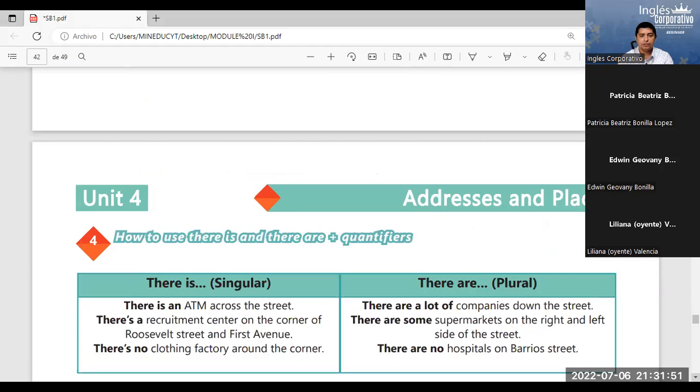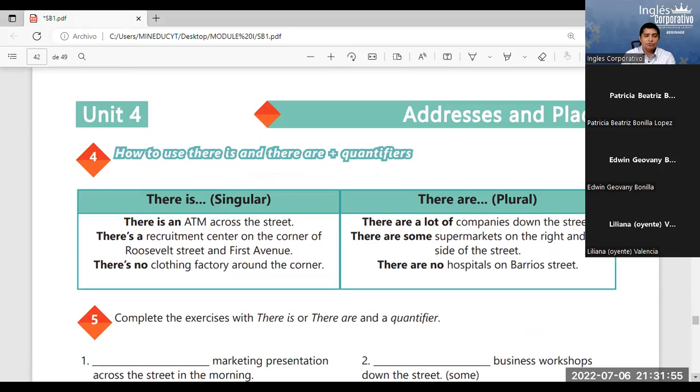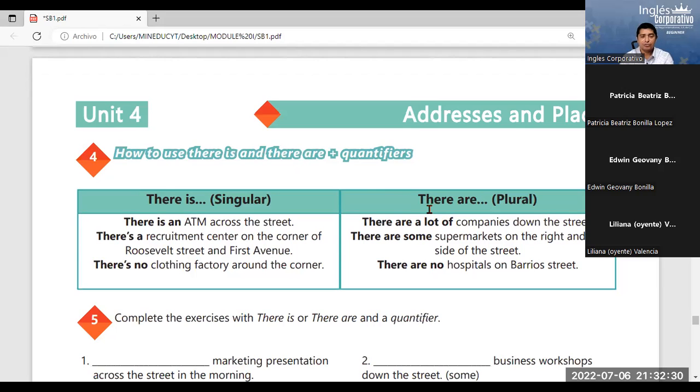Okay, let us continue then. Our activity number four says how to use there is and there are plus quantifiers. Nuestra actividad cuatro es cómo usar there is and there are, más cuantificadores. Let us see an example here. When we talk about there is, estamos hablando de algo en singular. And there are, we are talking about plural. Ambas palabras son equivalentes en español a decir hay, pero no hay de dolor, sino hay de existencia. For example, he said there is an ATM across the street. Hay un cajero automático al cruzar la calle.